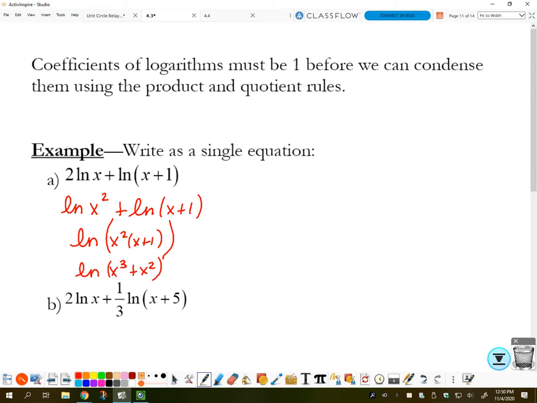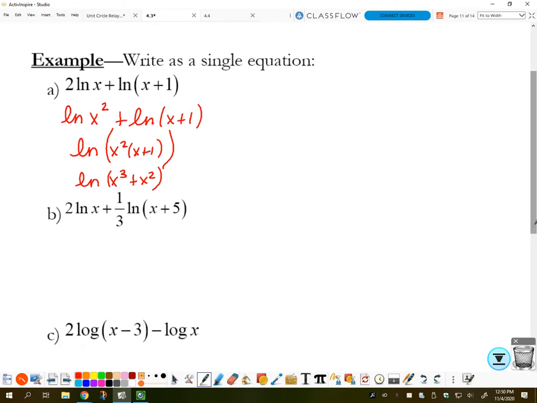All right, so for B, if we swing this 2 around, we have ln of x squared. If we swing this 1/3 around, we have ln of x plus 5 to the 1/3, which just means the cube root of x plus 5. And then condensing the addition, this becomes ln of x squared times the cube root of x plus 5.